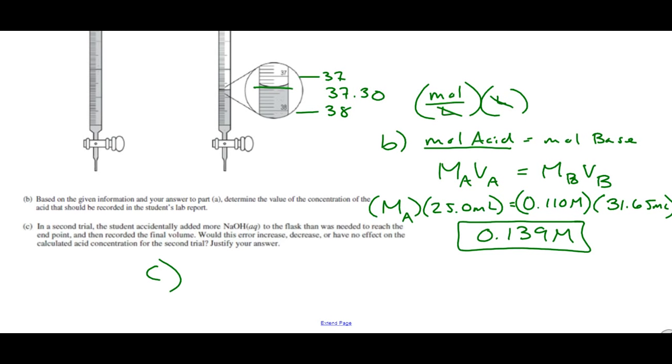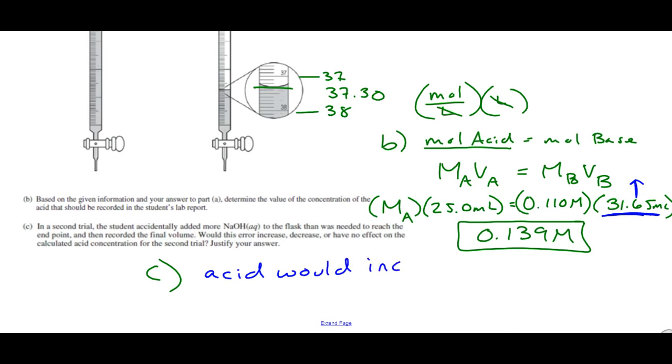So what you need to do is think about how that affects your answer. It physically is saying which value in MAVA equals MBVB is affected. It said that it was a larger volume and it was recorded as such, so this value is increased. You could simply plug in a larger number, like 32 or 35 or whatever you'd like, and then recalculate. If you put a larger number in there, what would it do to my molarity? Well, the error would increase the calculated acid concentration.